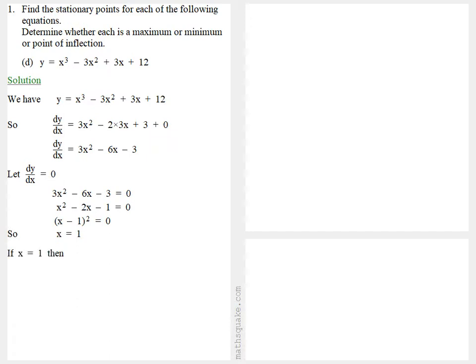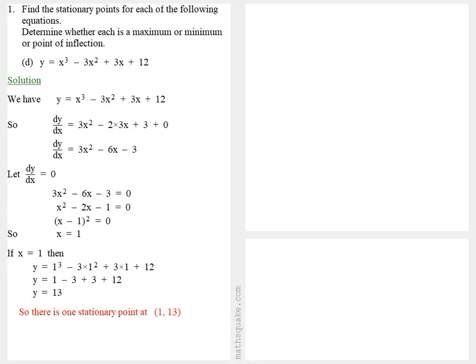Now, if x is equal to 1, then y is equal to 1 cubed minus 3 times 1 squared plus 3 times 1 plus 12, which is 1 minus 3 plus 3 plus 12, or y is equal to 13. So there is one stationary point, and that's at (1, 13). Now to find its nature, we can find the second differential.